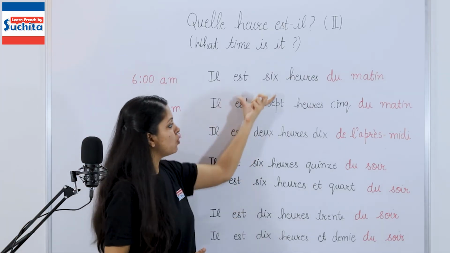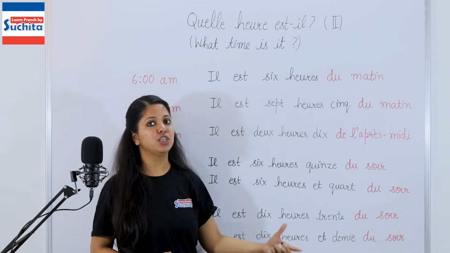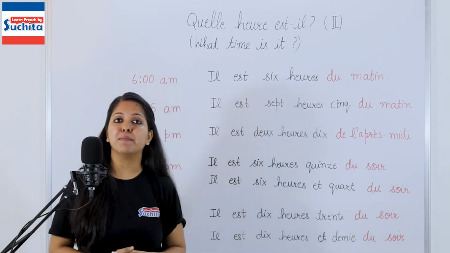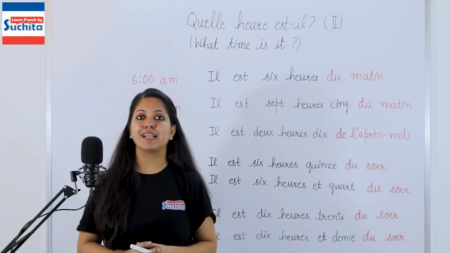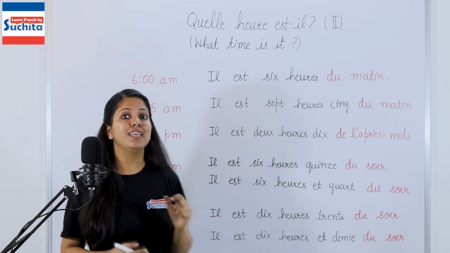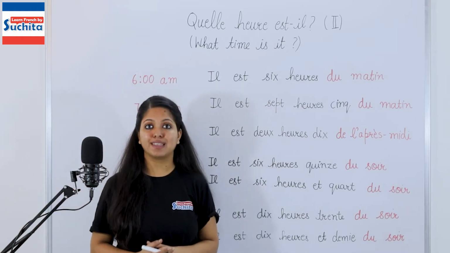For that, this you already know. Whatever I have written in black, you already know that. Il est 6 heures. Now how do you say AM? AM is du matin. So that's actually, it is 6 o'clock of the morning. Il est 6 heures du matin.